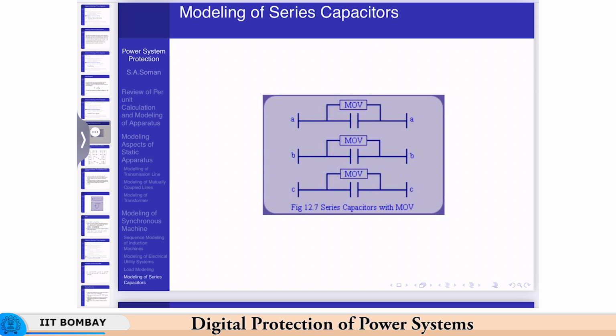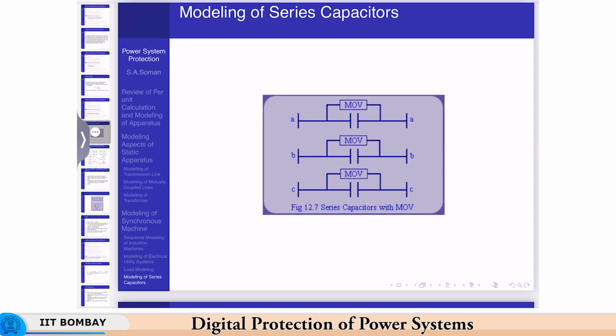A metal oxide varistor kind of device, which we have seen earlier in lightning protection, is provided. When the fault current flows, this acts as a short circuit and will protect the series capacitor. So, the series capacitor in effect goes out of the circuit, and the fault current itself would get modified. This has to be kept in mind when we are considering series capacitors in fault calculations.